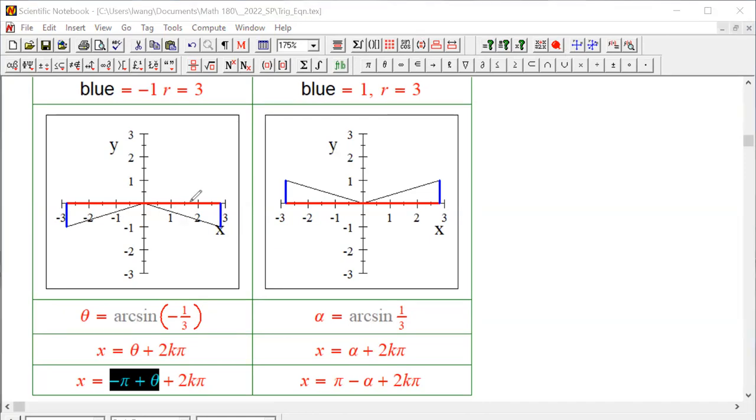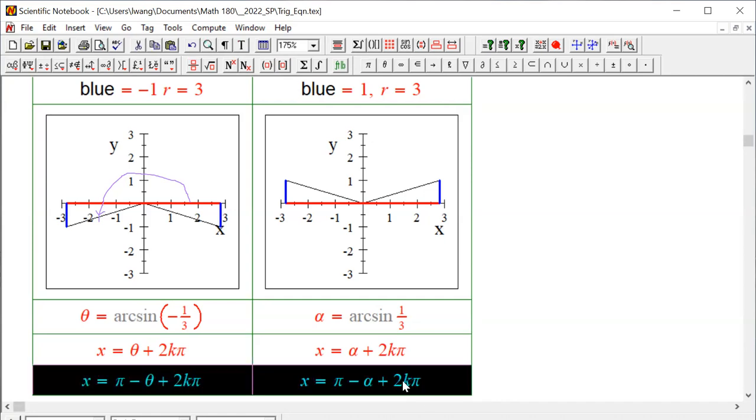If we use a counterclockwise measurement, this angle is pi minus theta. Why minus theta? Because theta itself is negative. So here you can totally write it as pi minus theta, and then these 2 forms will be similar.